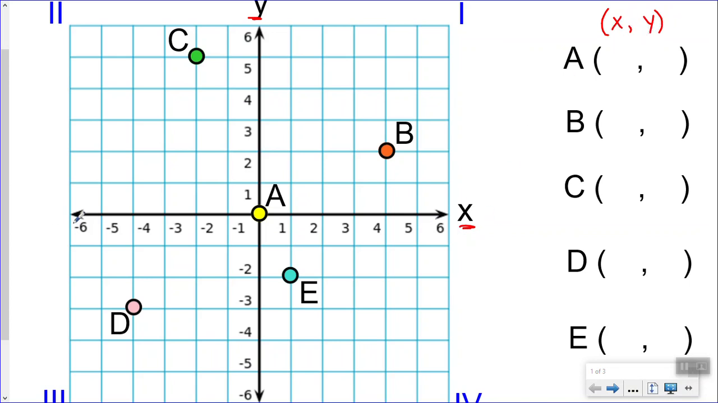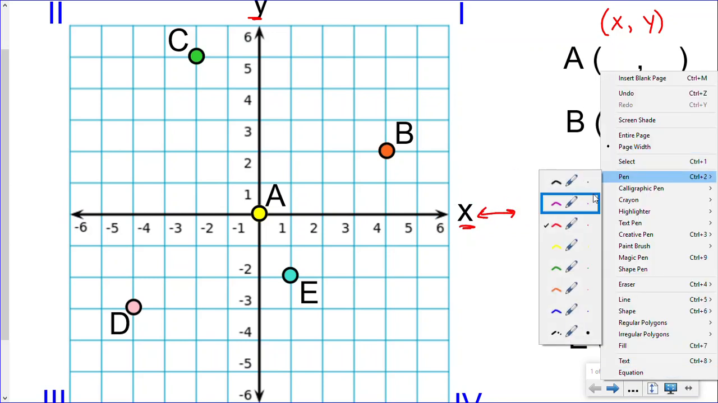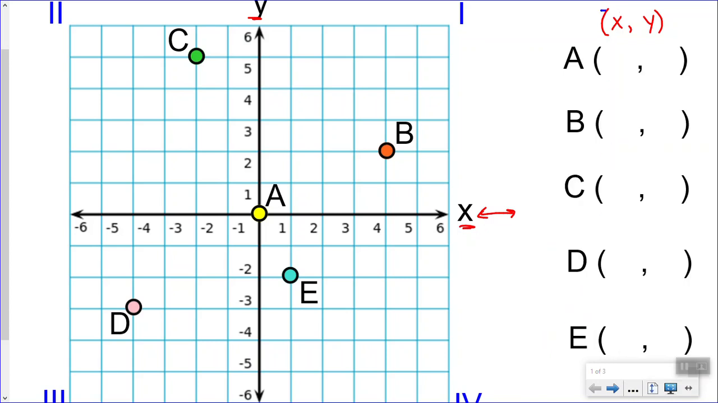The x-axis is always the horizontal axis. So the x coordinate tells us how we're moving horizontally around the coordinate plane. The y coordinate is the vertical coordinate because the y-axis tells us about vertical motion within the coordinate plane.